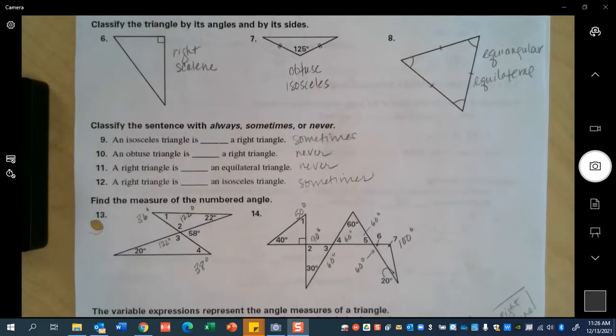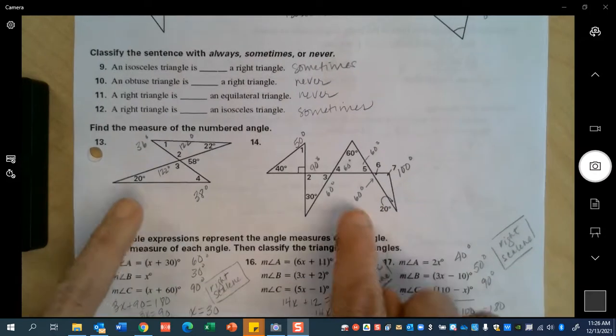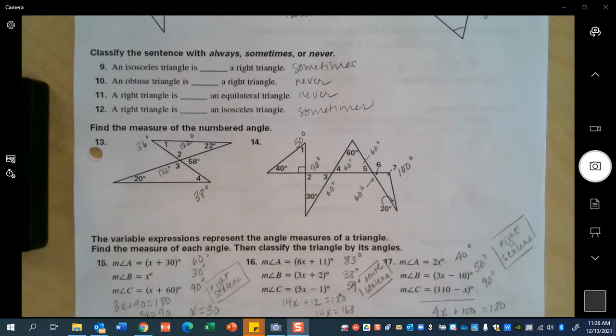The relationships between the sometimes, always, never is always fun to see. Can it be isosceles and right? Can it be obtuse and right? Can it be right and equilateral? So making sure that we understand those. These two figures should look familiar because they were on a past quiz. So you've seen them before.